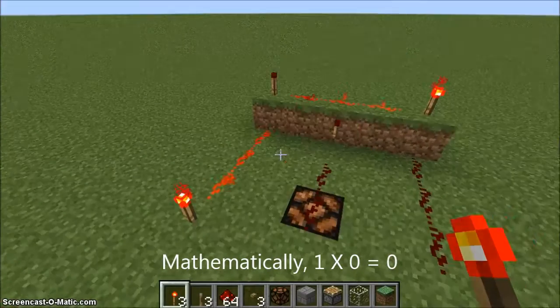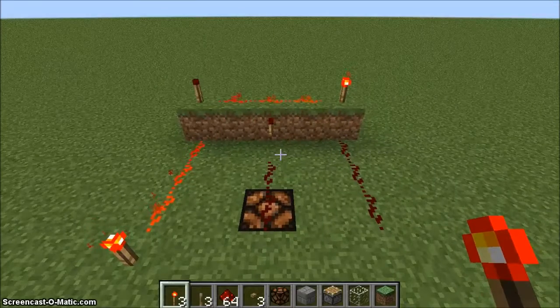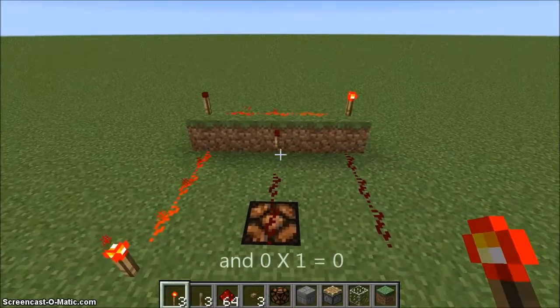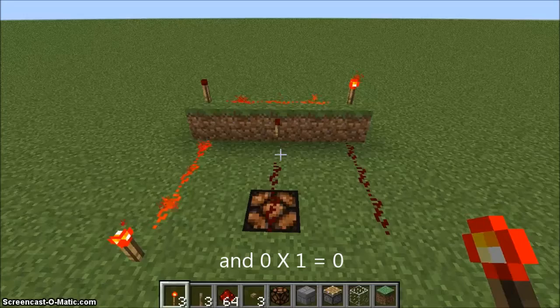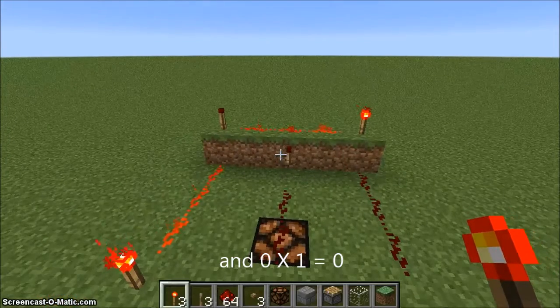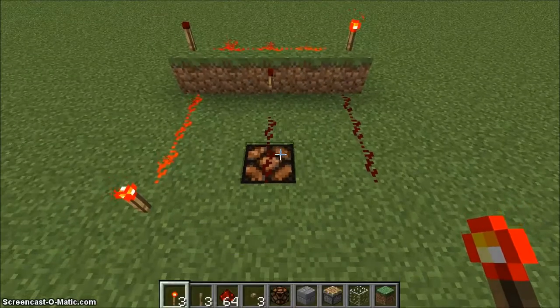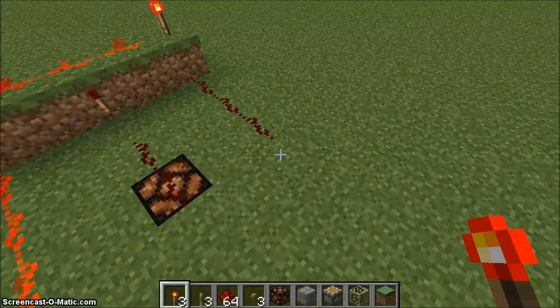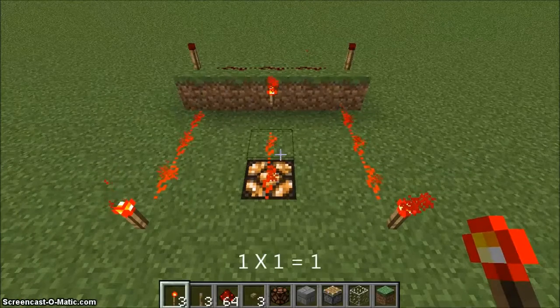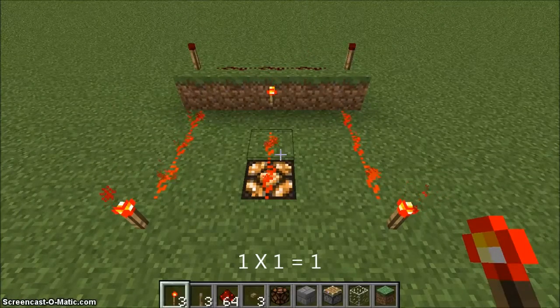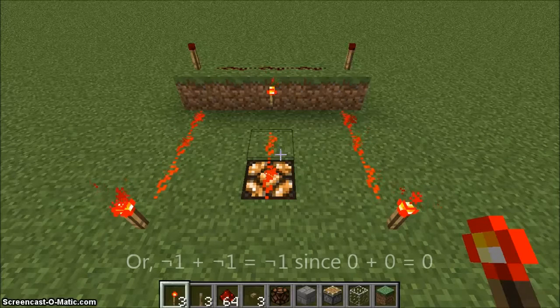Also, if we put a torch just here, then the output is still off, because the torch going to the output is powered by the other torch and is therefore off. The only way that we can get the lamp that's in the ground to turn on is by putting a torch on both sides, which will turn both redstone torches off, which will turn the line going between them off, and that will turn the torch that leads to the lamp on.